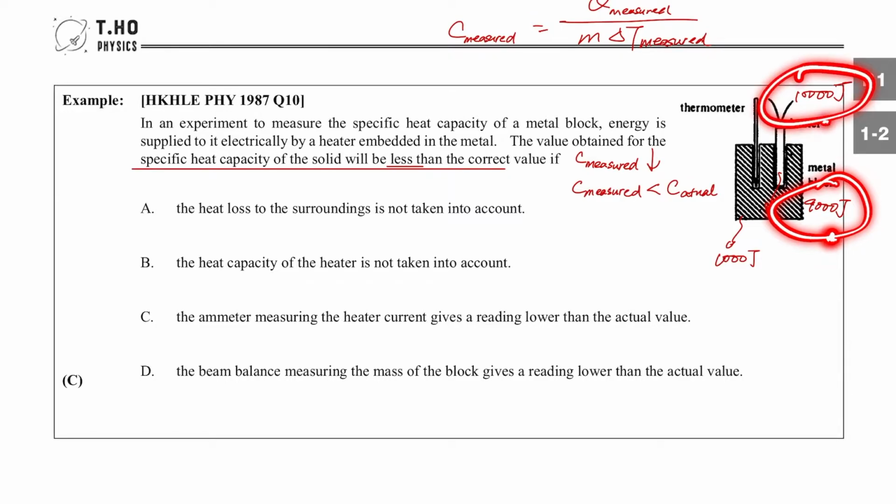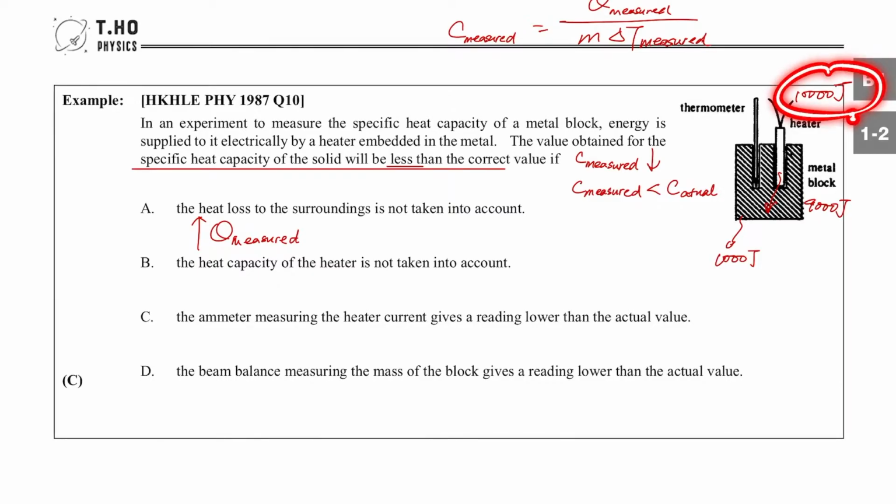So when you do your calculation, you use 10,000 joule, which means the measured Q is higher than the actual. Again, you use this to calculate, but actually we only got 9,000. So the effect will be that Q is larger. It would cause C larger as well. So C measured should be larger than the actual. So this is not our choice, not the reason for the specific heat capacity measure to be smaller.